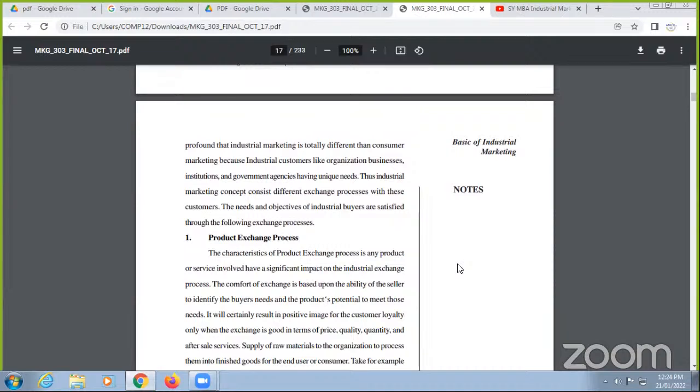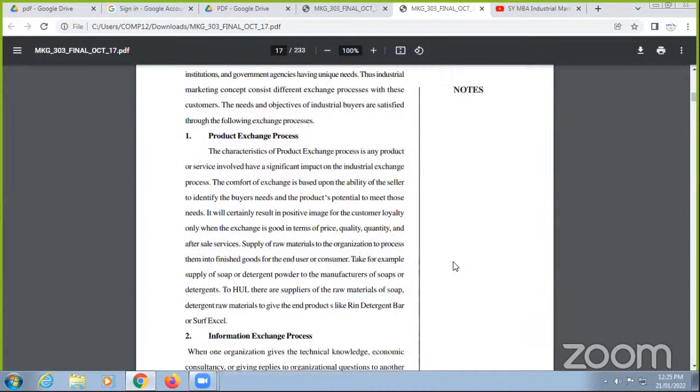Product exchange process. The characteristics of the product exchange process in any product or service involved have a significant impact on the industrial exchange process. The component of exchange is based upon the ability of the seller to identify the buyer's needs and the product's potential to meet those needs. It will certainly result in a positive image for the customer only when the exchange is good in terms of price, quality, quantity, and after-sales service.